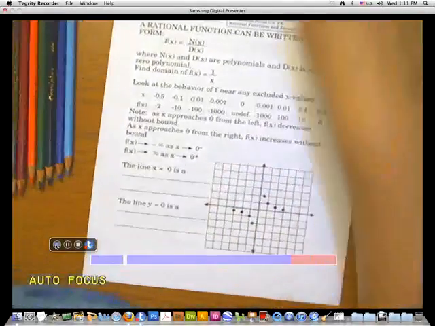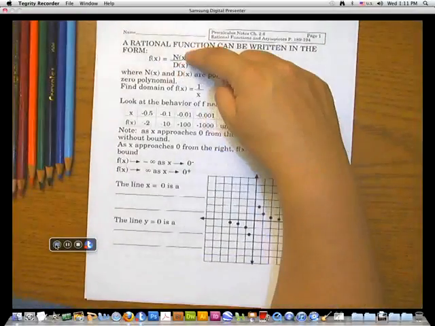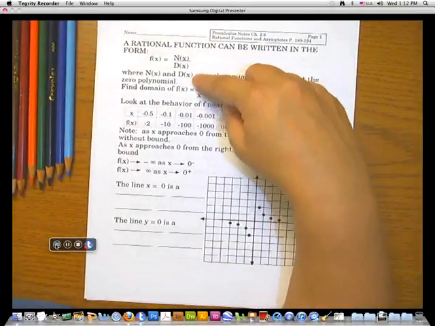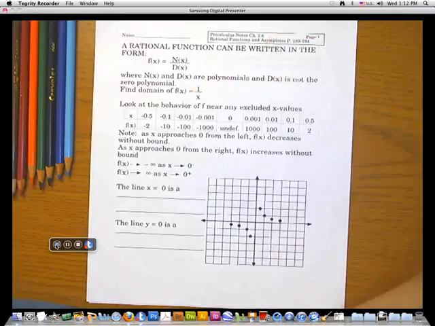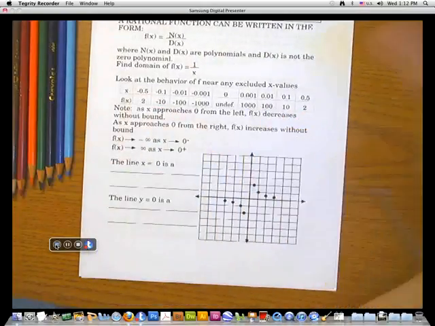2.6, we're going to be talking about rational functions. A rational, remember, is a fraction. So we're going to be talking about a fraction of a function in the numerator and a function in the denominator. The most common basic one is 1 over x. They have a t-table of what happens if you had 1 over x.